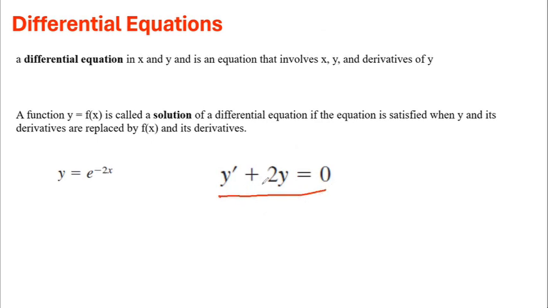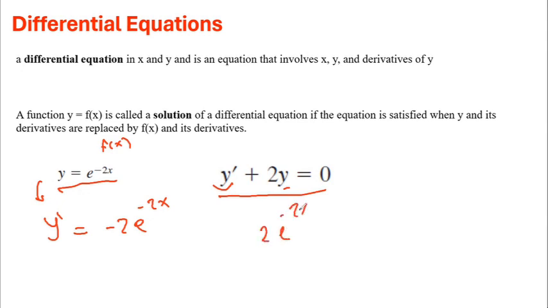This one is not very hard, but you could get something very hard, and you're required to separate the variables, but you can't separate the variables and you can't solve, but you're given a solution and you're asked whether the solution actually satisfies it. So all you need to do is differentiate, get y dash, as you know, be -2 e power -x, and then replace y and its derivative by f of x. So what's f of x? This is f of x, which is e power -2x.